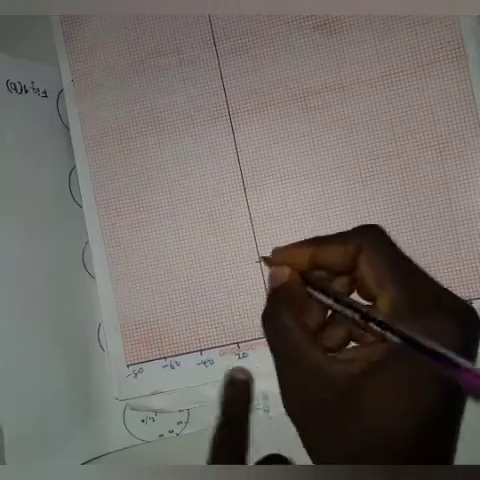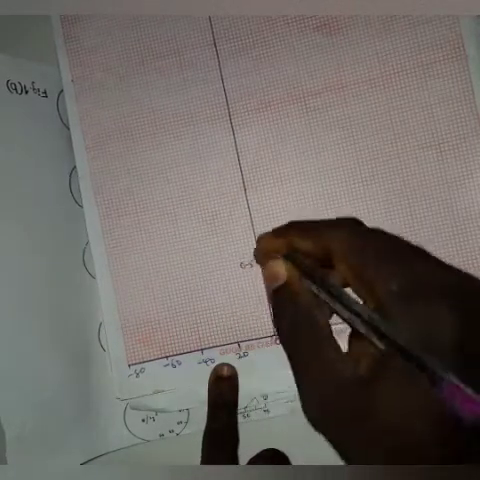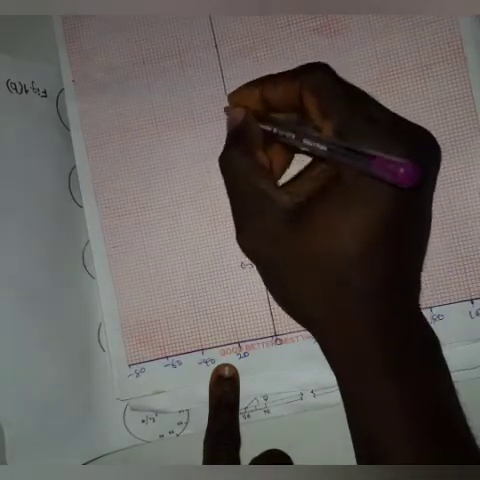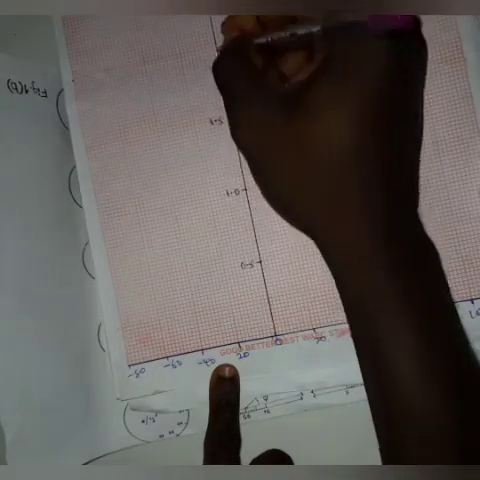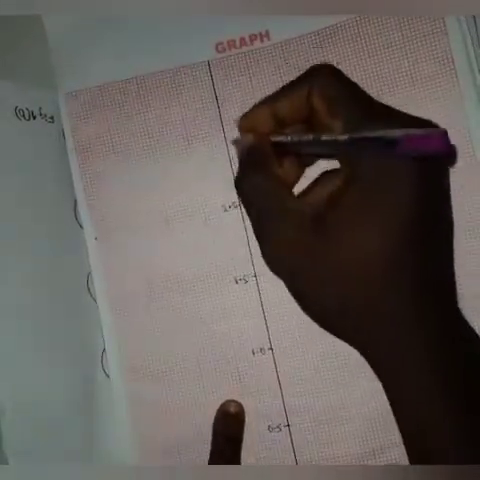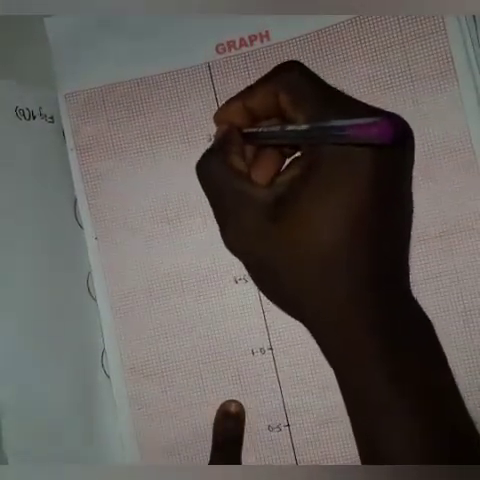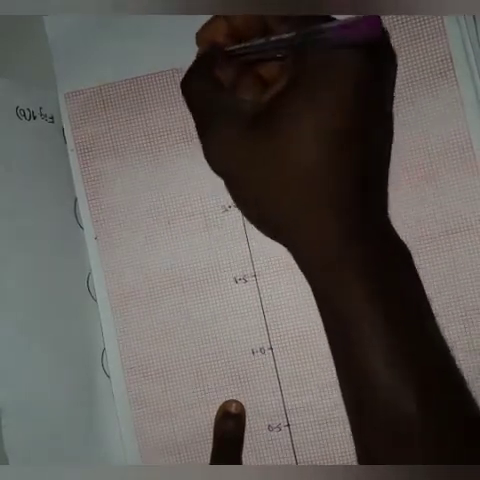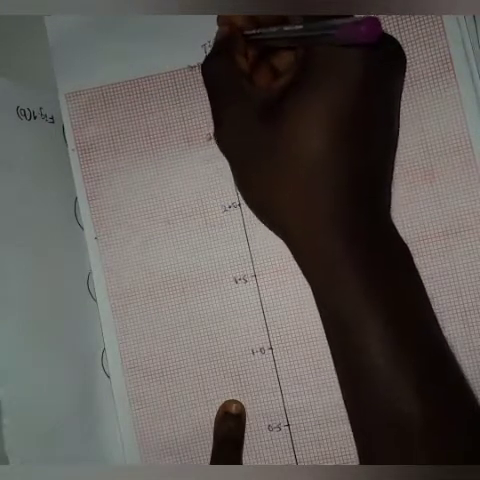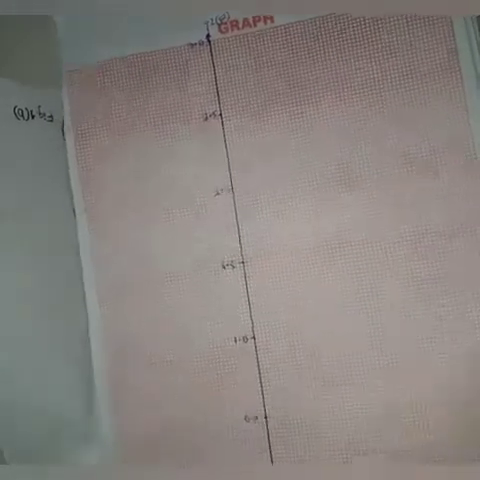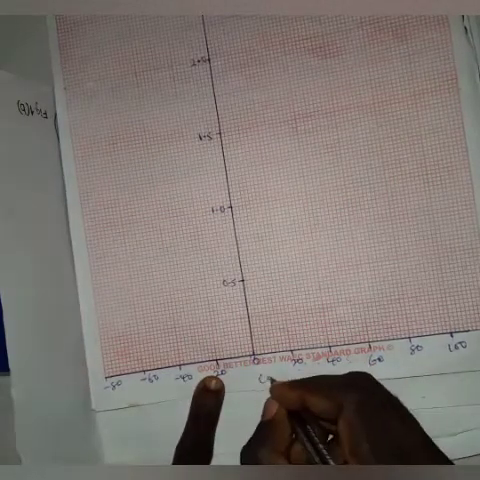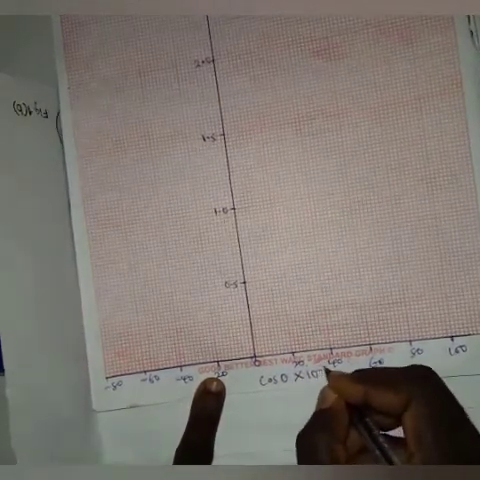So I have 0.5, count two spaces, I have 1.0, then I have 1.5, and I count two spaces again, I have 2.0, and for this I'm going to count two spaces up, I have 2.5, I count this up, I'm going to have 3.0. So this is going to be our t squared in second squared axis. And what about this? Remember that this we are multiplying by 10 raised to power minus 2. So this is going to be cos theta times 10 raised to power minus 2.